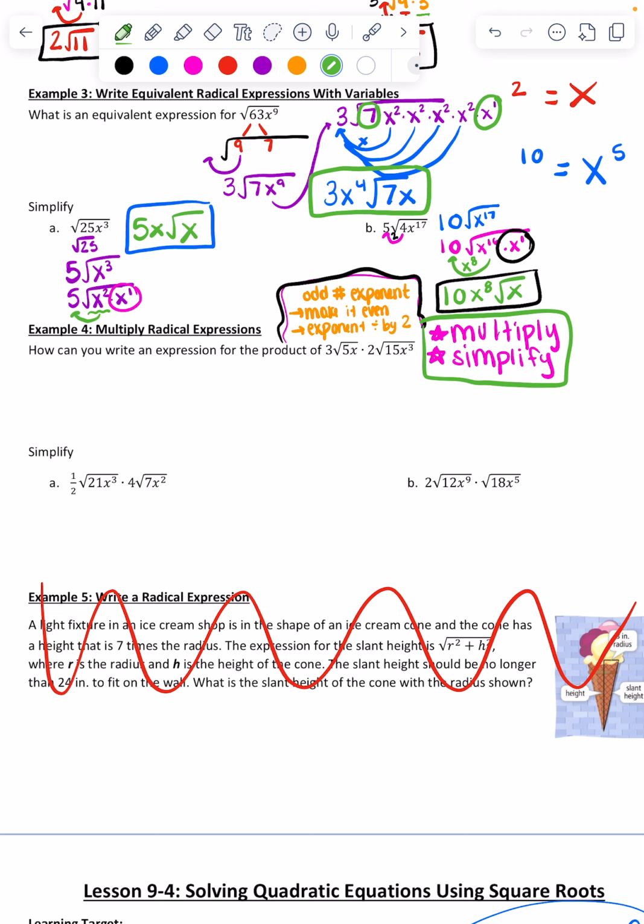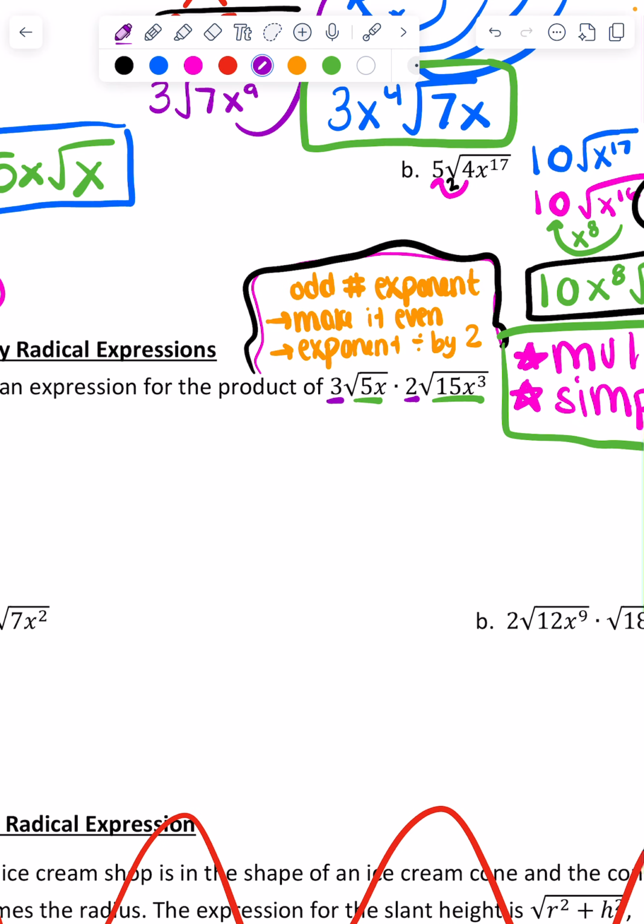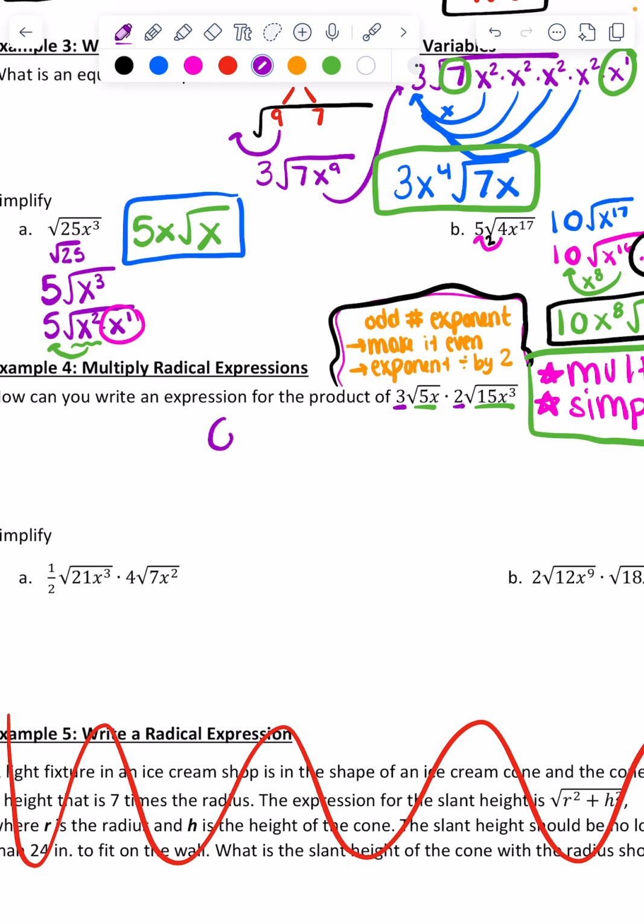All right, step 1, we're going to multiply. And with radicals, the rule is that we can only times things that are on the outside together and times the things that are on the inside together. So we'll start with the outside. 3 times 2 is 6. And on the inside, I'm going to start by timesing the 5 and the 15. 5 times 15 is 75.